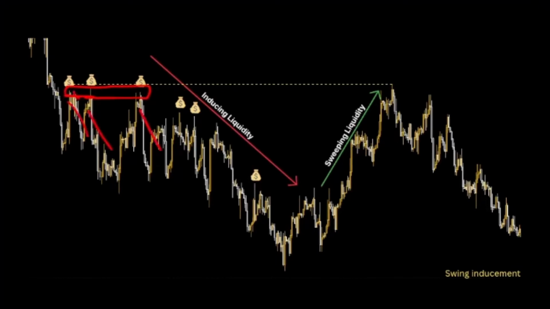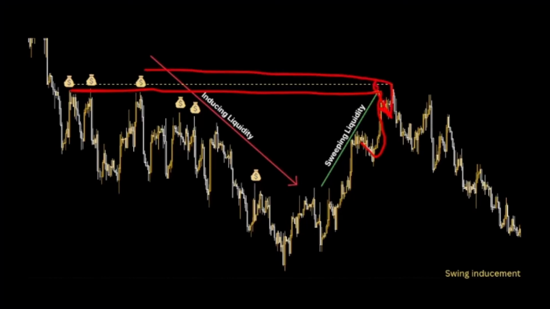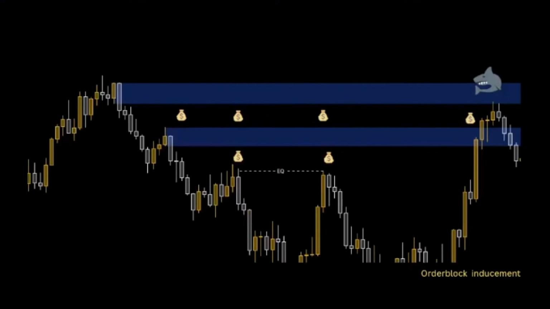All right, so here's a lot of liquidity. And market comes first perfectly equal to these highs. And sellers think, oh, perfect, we're dropping down from here. More liquidity. And then it does one more push and sweeps all the liquidity that we got here. And then the new downtrend starts. New accumulation. Last but not least, we have the order block inducements.